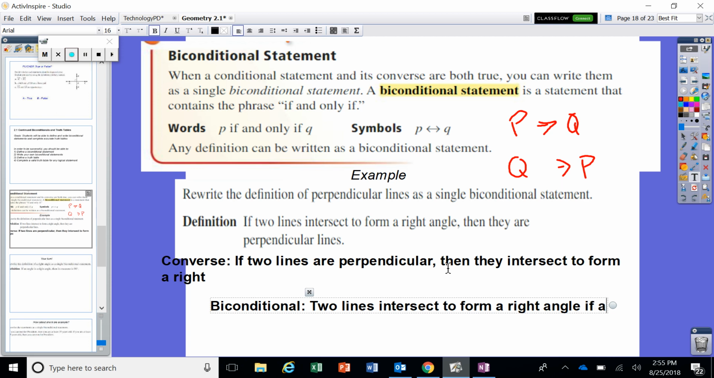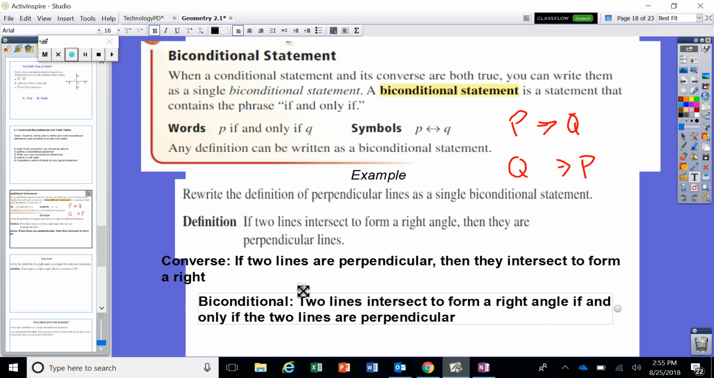So, if and only if the two lines are perpendicular. So that's how we would make our biconditional statement. Now you could have gone in the other direction. You could have said two lines are perpendicular if and only if the two lines intersect to form a right angle. So it's true in both cases.